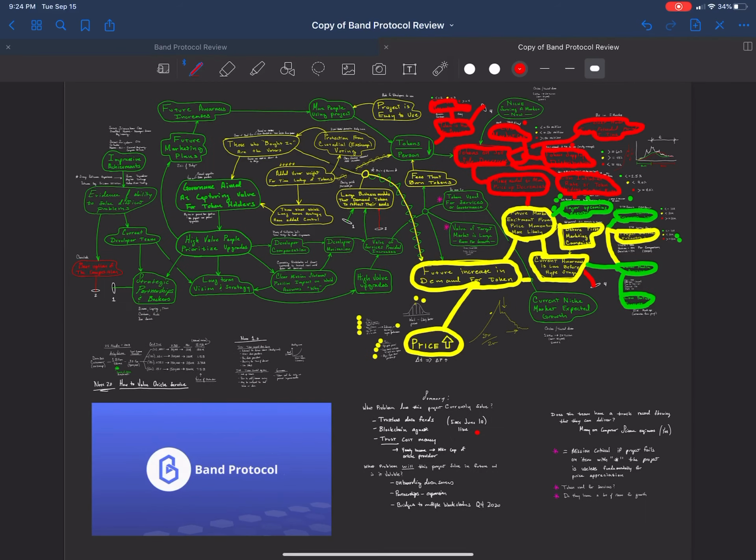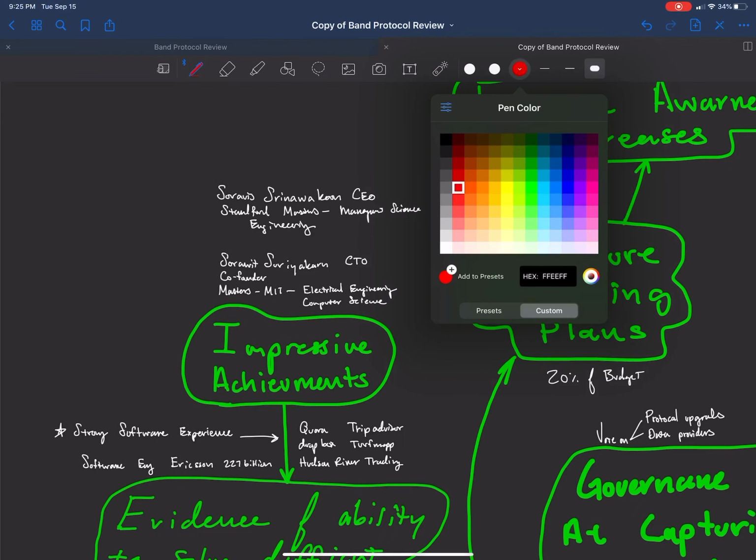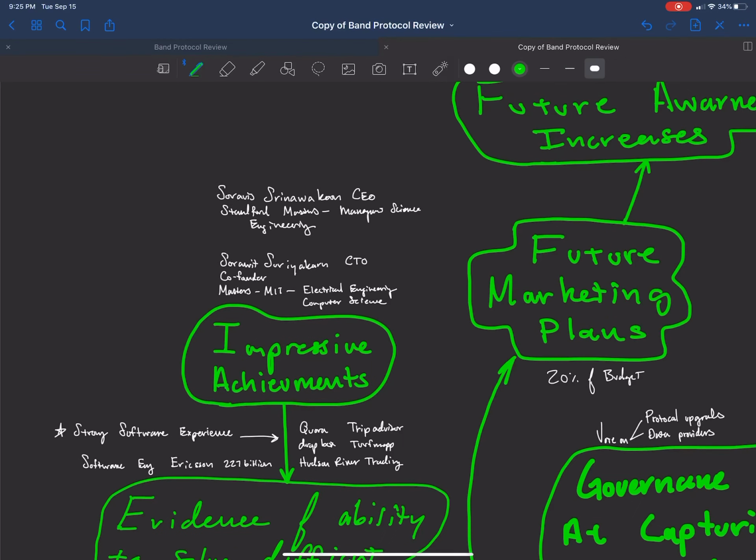All right, I'm going to jump over here to the people. Okay, so Savaris, I'm going to mess up this name so bad. Savaris Cyriaco, he's the CEO, he went to Stanford and got his master's in computer science and engineering. So that's quite an accomplishment right there, as well as Sorwit Siracanhorn, the CTO, who's also the co-founder. He has a master's from MIT in electrical engineering and computer science.